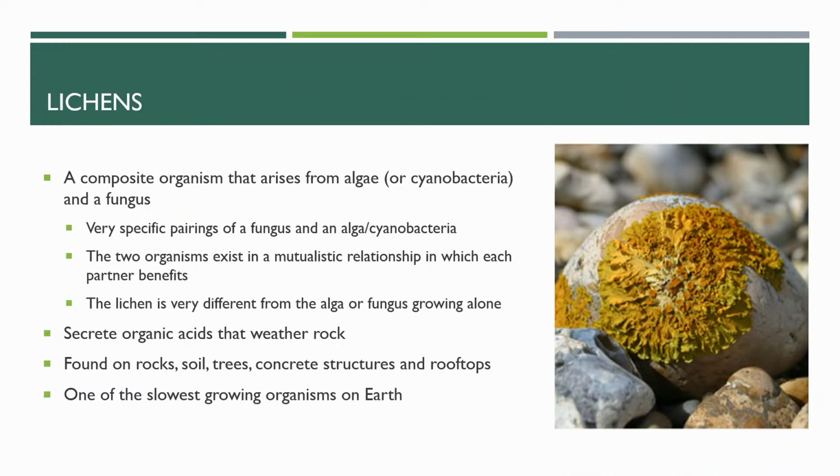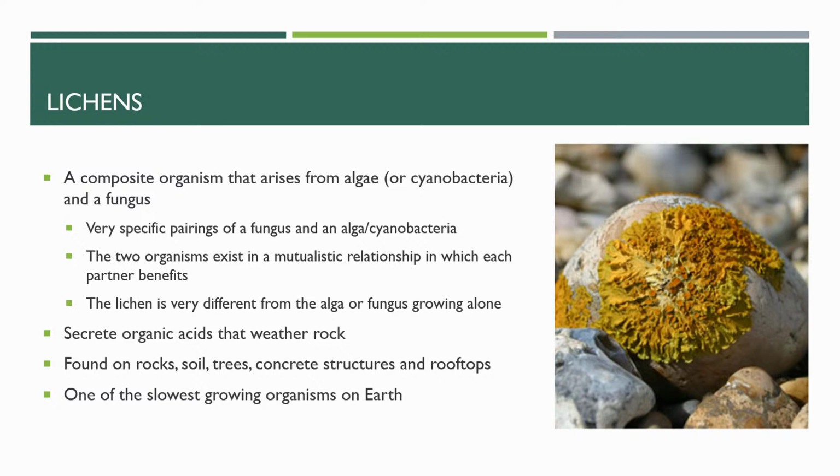And so now I'm going to just introduce one of these really, really cool organisms that's called a lichen. A lichen is not just one thing, it's a composite organism that arises from an association between two things. Usually it's an algae and a fungus, or it's a cyanobacteria and a fungus. So we talked a little bit about algae and cyanobacteria. Remember, cyanobacteria are sometimes called blue-green algae, but they are not algae, they are bacteria, but there are similarities.